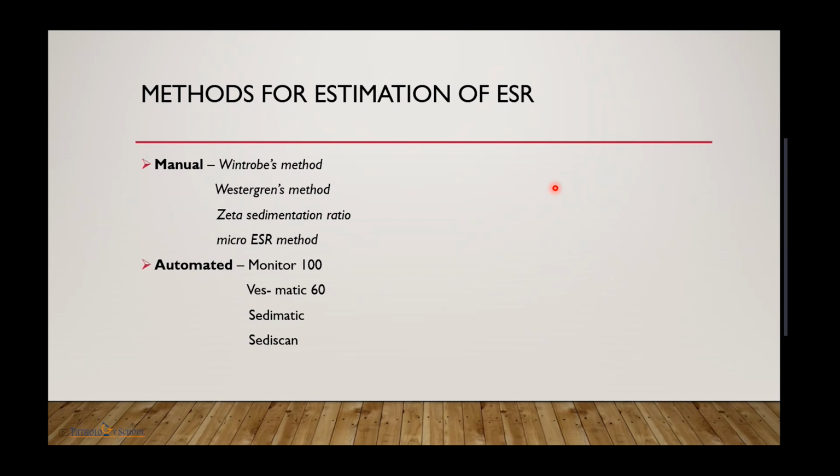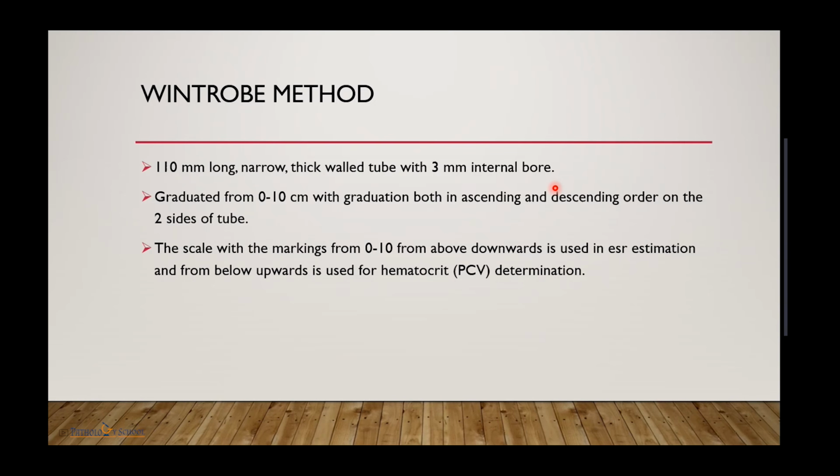Now we will discuss certain methods for the estimation of ESR. Manual methods like WINTROBE, WESTERGREN'S, ZETA sedimentation ratio, and micro ESR methods. And some are automatic methods like Monitor 100, VESMATIC 60, SEDIMENTATIC, SEDISCAN, and ESR stat. First, let's study the WINTROBE method.